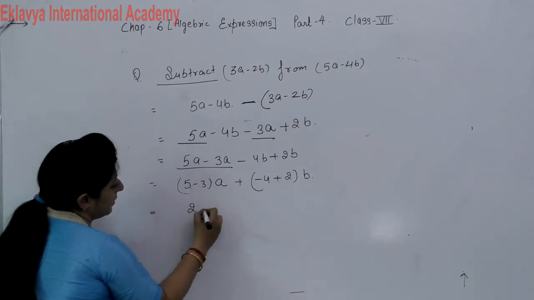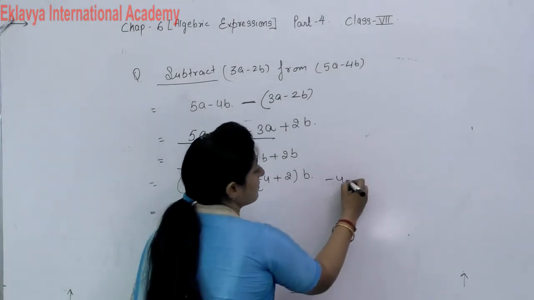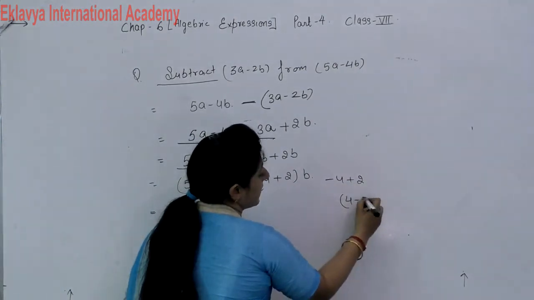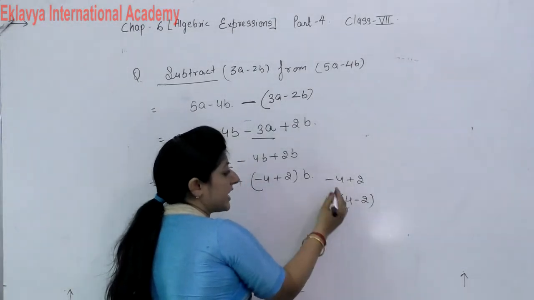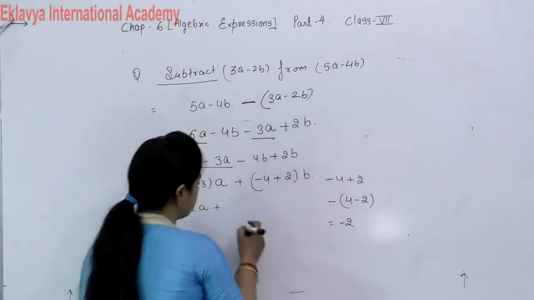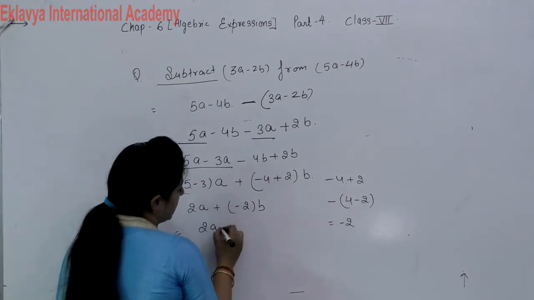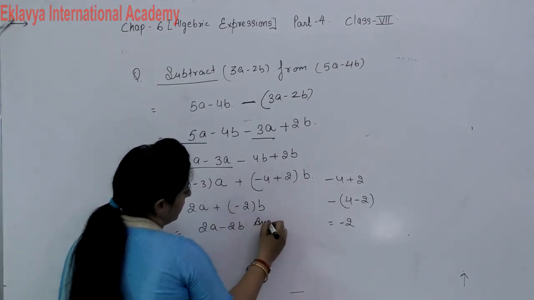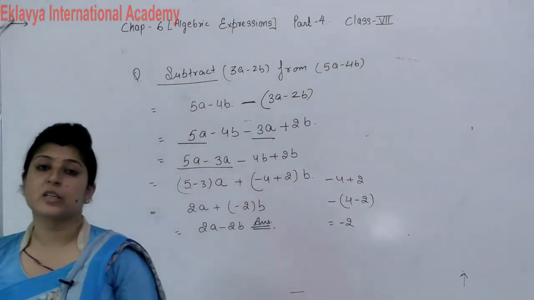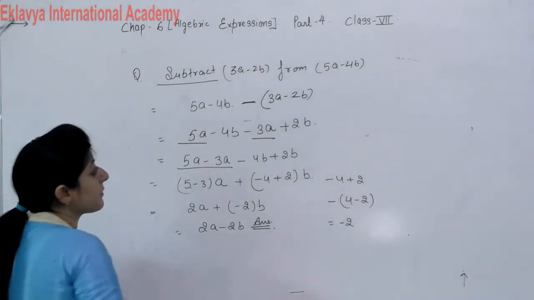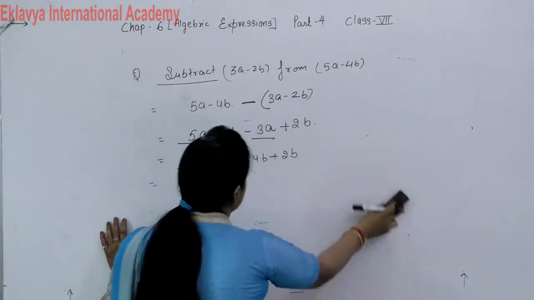5 minus 3 is 2, so 2a, plus minus 4 plus 2, that is plus minus minus, which means 4 minus 2, but the greater value is 4 with a negative sign, so we write it like this: 2a plus minus minus 2b. Both terms are different, so our answer is 2a minus 2b. This is how we solve the subtraction of binomials. Let's take another example.